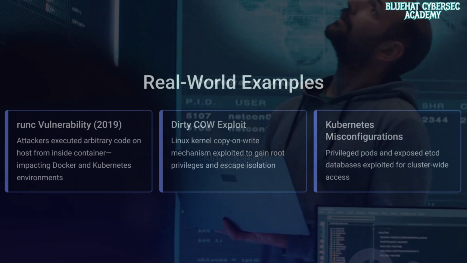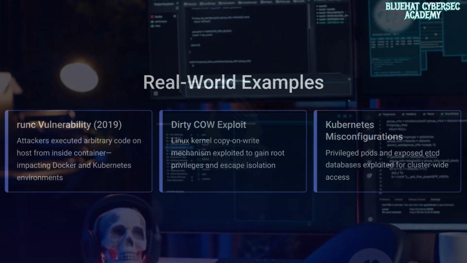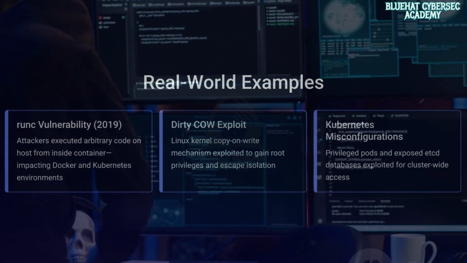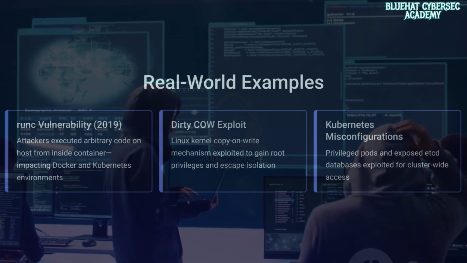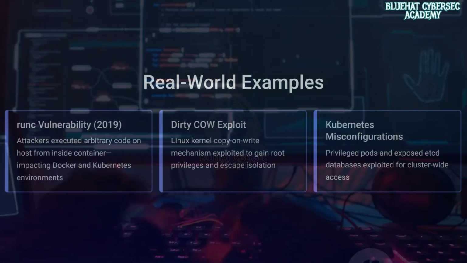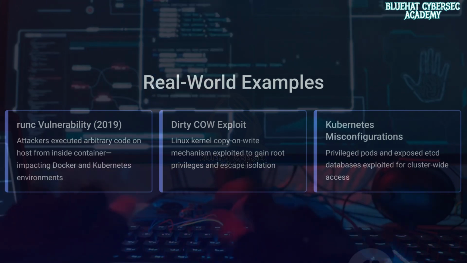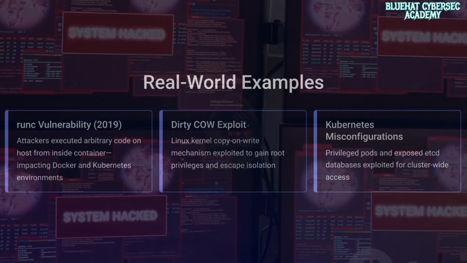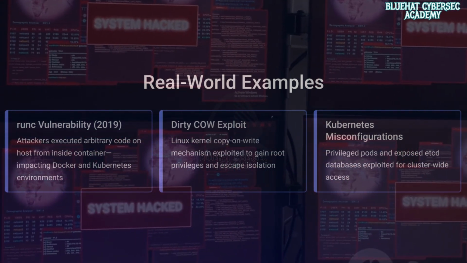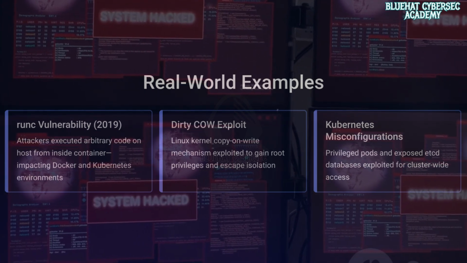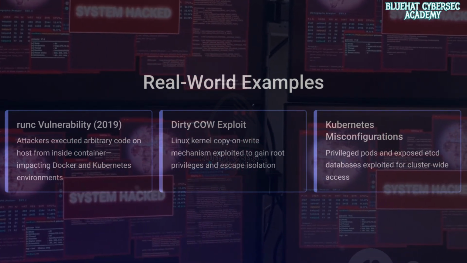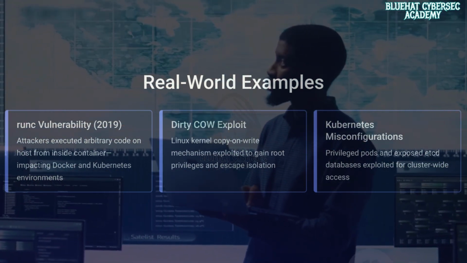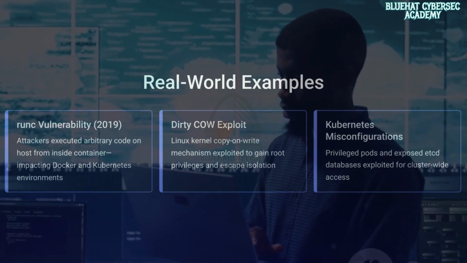To make this more real, let's look at some examples. In 2019, a vulnerability in runc allowed attackers to execute arbitrary code on the host from inside a container. Docker and Kubernetes environments relying on runc were impacted. Another example is Dirty Cow, which exploited the Linux kernel's copy-on-write mechanism to gain root privileges and escape container isolation. And in Kubernetes, misconfigured privileged pods or exposed etcd databases have been exploited to gain cluster-wide access. These examples clearly show that even isolated containers can be dangerous if the host, runtime, or orchestration isn't properly secured.